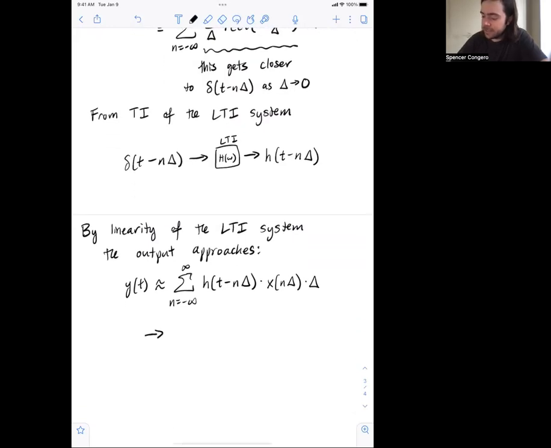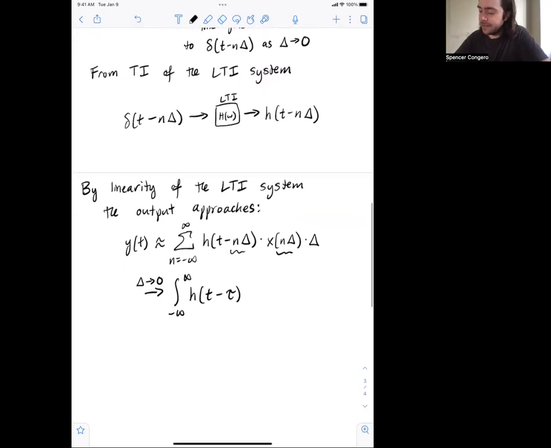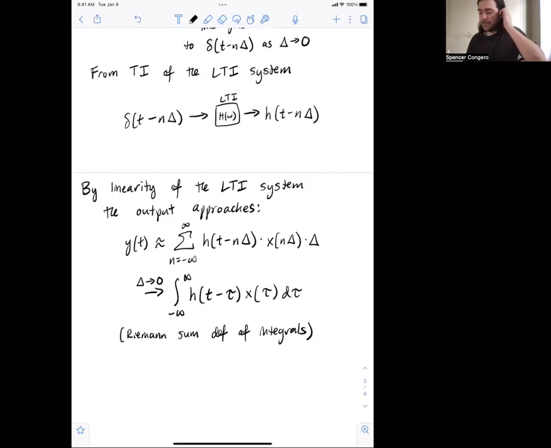Okay, and what does this start to look like as delta goes to 0? Well, this is that Riemann sum definition of integrals again. We're going to get an integral from negative infinity to infinity. And then whenever I see n delta, I have to use a new variable. Turns out that people tend to use tau, actually, in this context. So that's a Greek tau, x of tau. And then this delta here turns into a d tau. Okay, and this is the Riemann sum definition of integrals. Okay, so that's what we get.